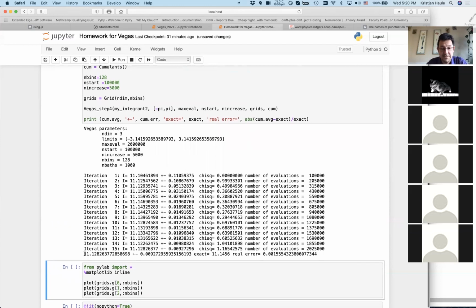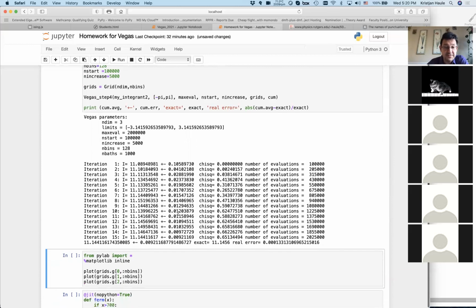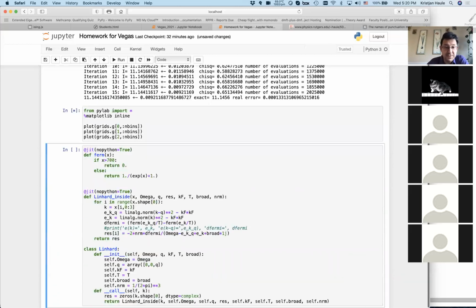Now the result, how good is it? Well, the real error is more or less the same as the statistical error sigma, and the value is close enough to the exact value. Exact value should be 11.14, and the approximate value is 11.128, which is close enough. Of course, when you run it again, we're going to get a slightly different result. All of those results are within about sigma of the exact result. So the code works. So this is the first part of the code and the first part of the homework.